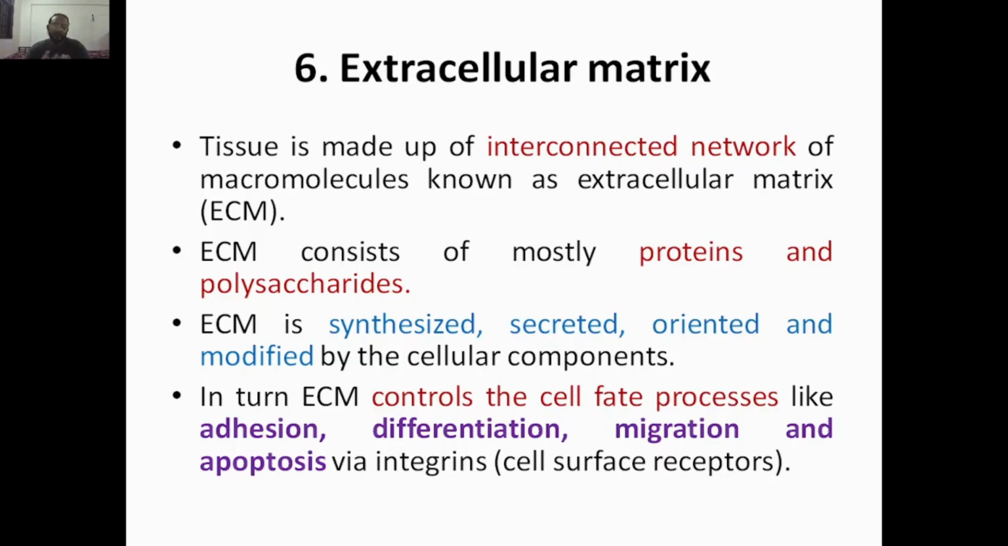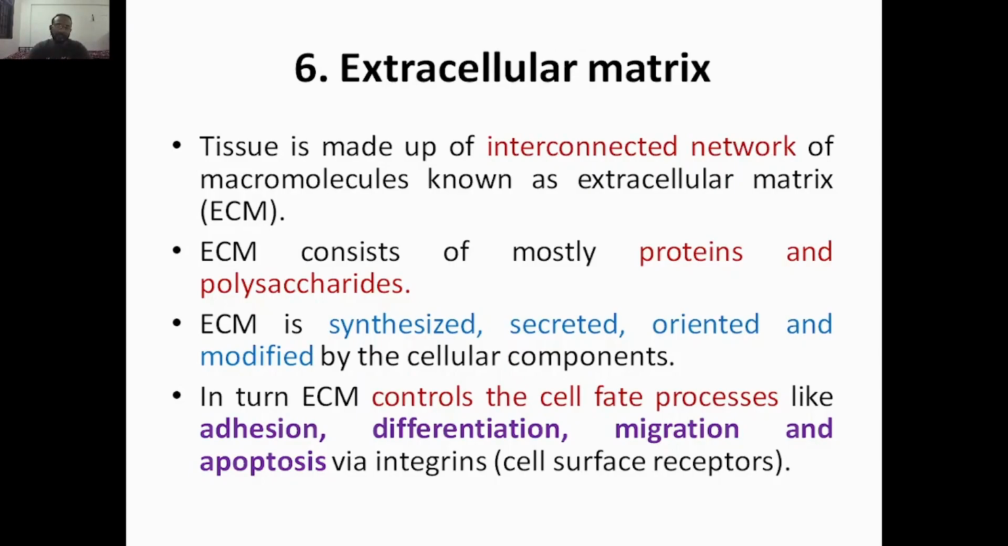Now the tissue is made up of what? An interconnected network of macromolecules, the extracellular matrix. That's the definition. And ECM consists mostly of proteins and polysaccharides. So what is ECM made up of? Proteins and polysaccharides. ECM is synthesized, secreted, oriented, and modified by the cellular components.